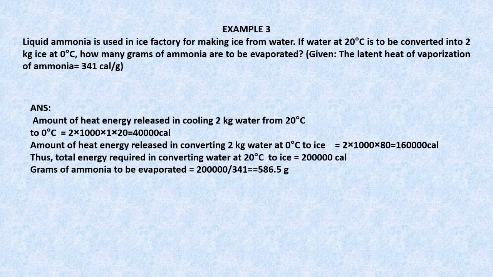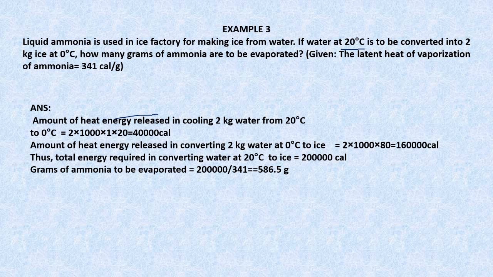So the heat energy is released in cooling 2 kg water from 20 degrees Celsius to 0 degrees Celsius. Why is the heat energy released? Now the water is at 20 degrees Celsius, and we want to convert this water to ice. Since we want to convert water to ice, that is, we want to transform water at 20 degrees Celsius to 0 degrees Celsius, the heat should be released to decrease the temperature, right? So the heat released is 2 into 1000 into 1 into 20.